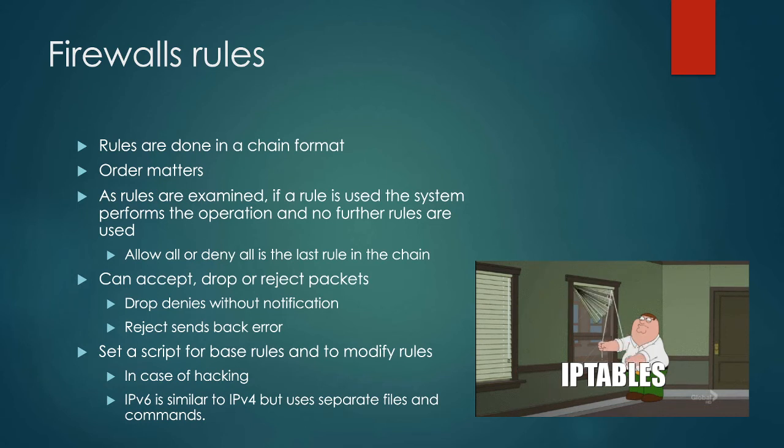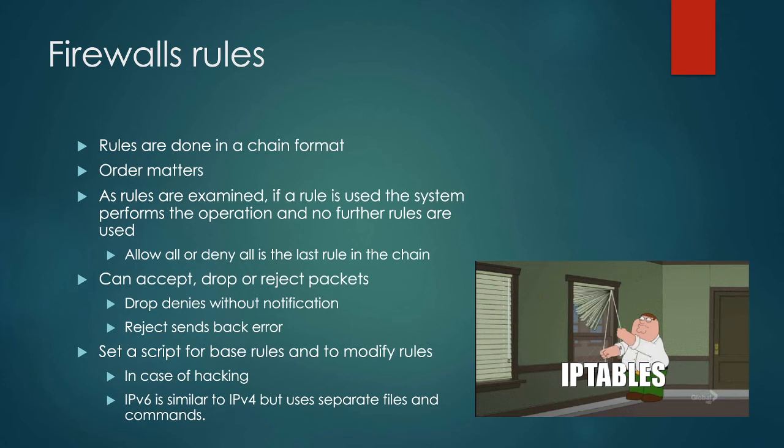If none of the rules match, that's where we get into the allow all or deny all as the last rule in the chain. We have the option of accept, drop, or reject packets. If we accept a packet, it means that we are allowing the information to come into our server. If we drop the packet, we basically ignore it. It's the equivalent of putting your fingers in your ears and going la la la. If you do a reject, however, that will send an error back to the person that has sent you the information to let them know.